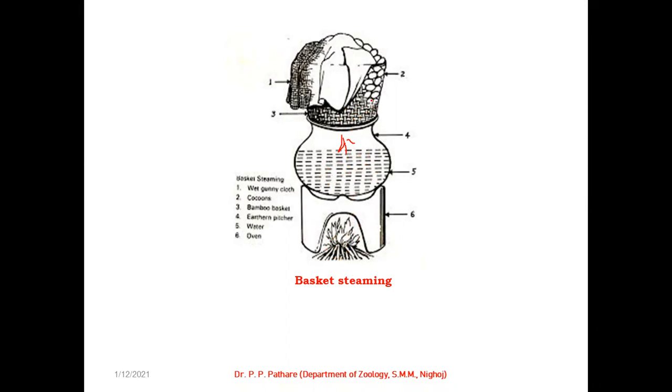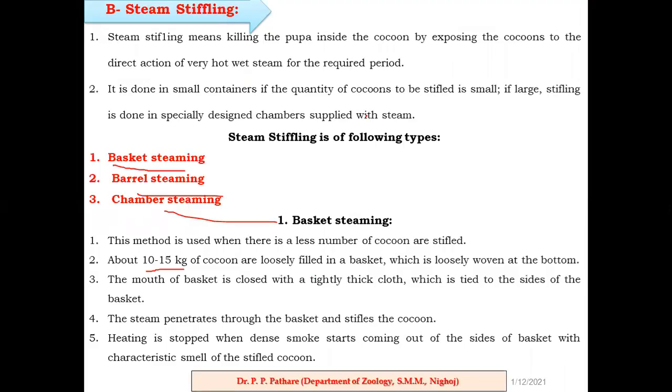So the pupa will die, or you can easily kill the pupa inside the particular cocoon and complete your stippling. समझ में आ रहा? This is a very simple method.